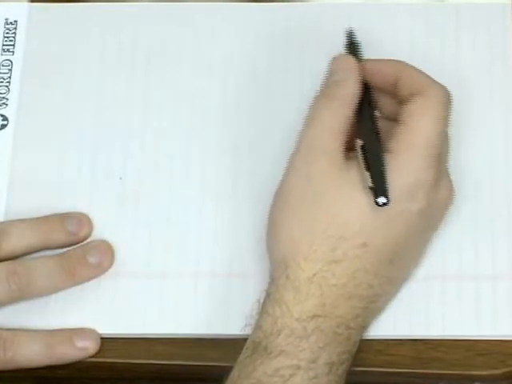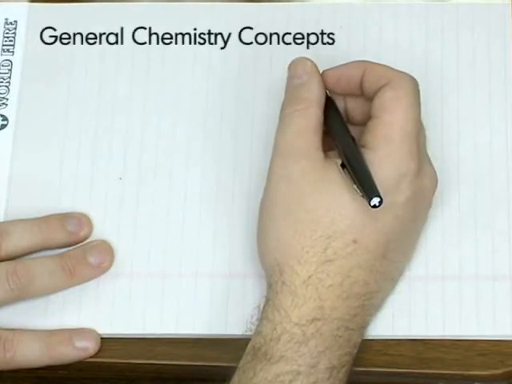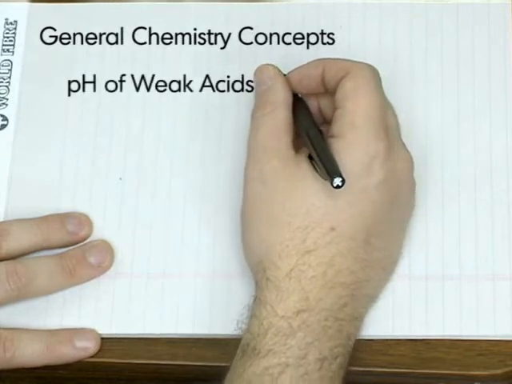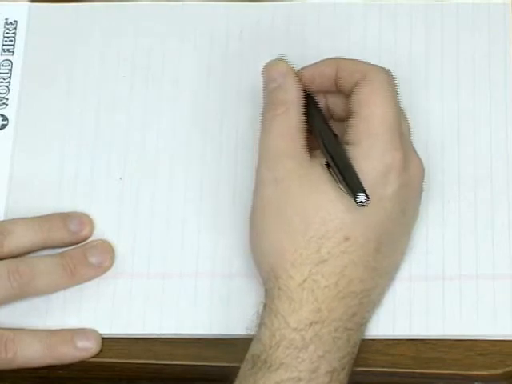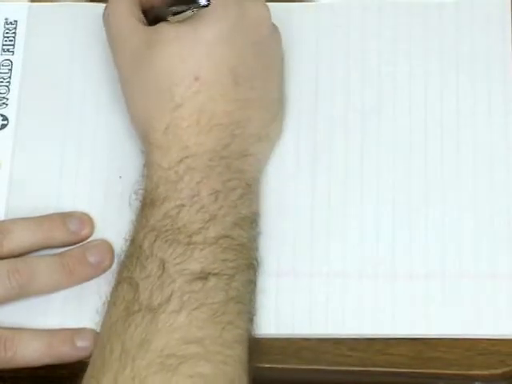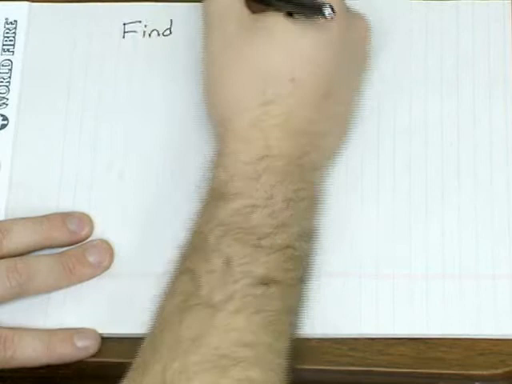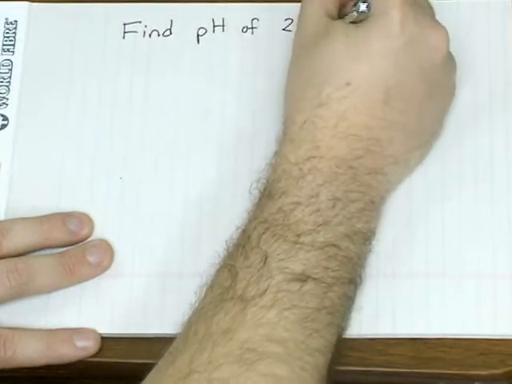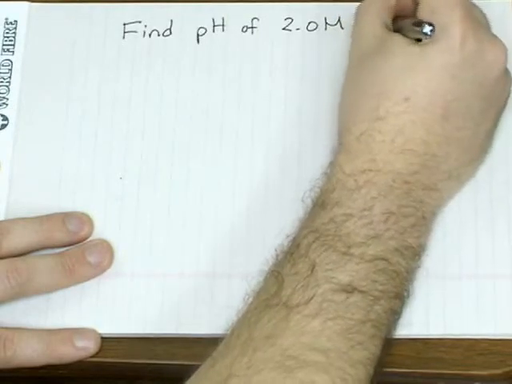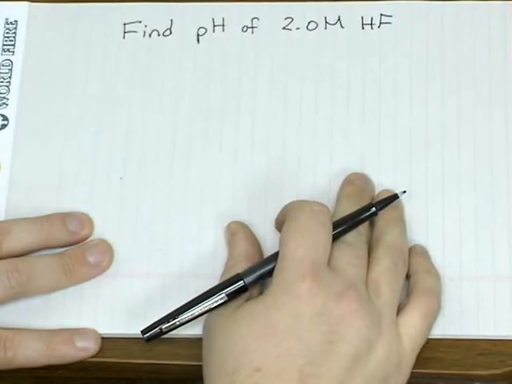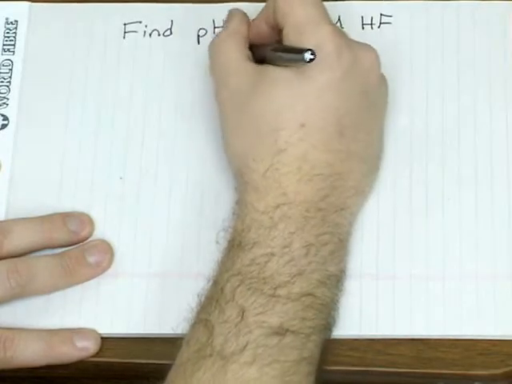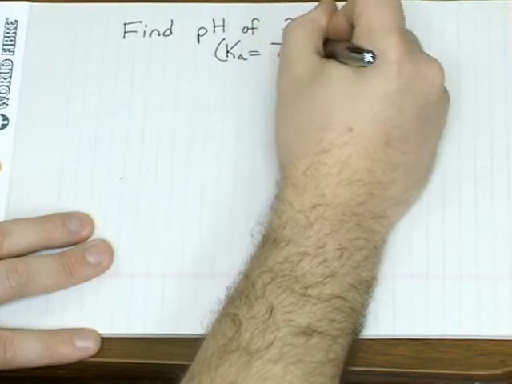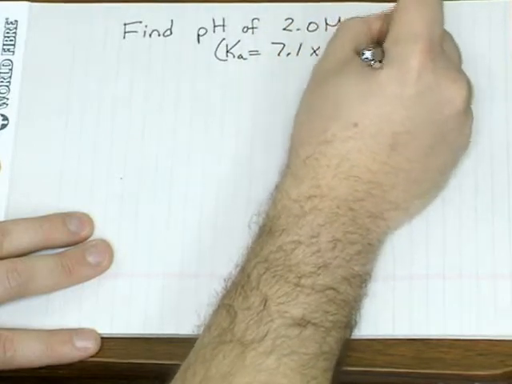It's possible to calculate or estimate the pH of a weak acid if you know the acid or base dissociation constant, Ka or Kb. For example, let's find the pH of 2 molar hydrofluoric acid. And hydrofluoric acid has a Ka that's around 7.1 times 10 to the negative 4.